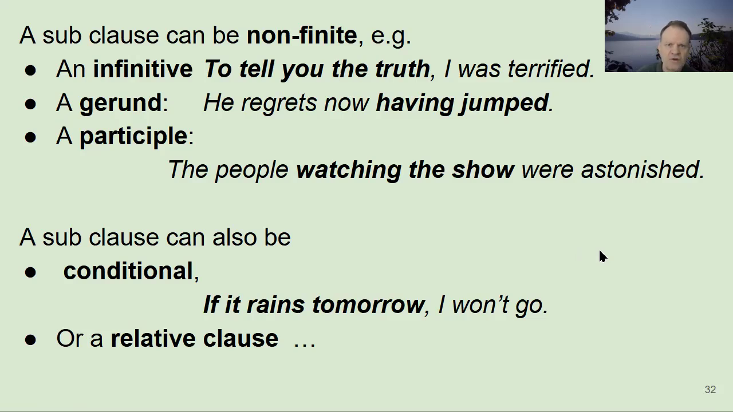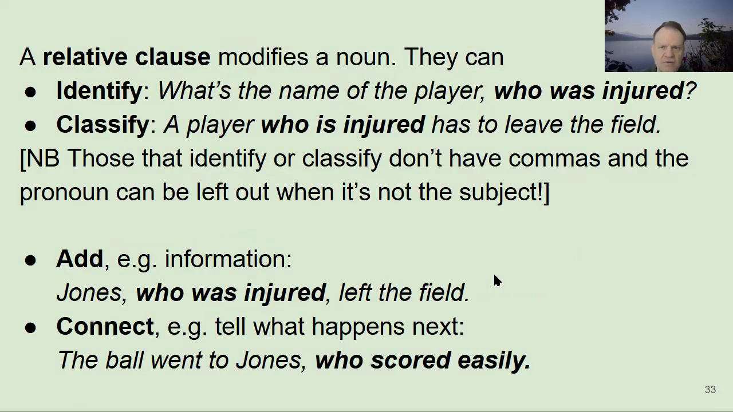A relative clause modifies a noun. They can identify. So what's the name of the player? What's the name of the player who was injured? Which player? The player who was injured. They can classify. A player who is injured has to leave the field. So they've got slightly different functions. Identify, a special, particular one, where classify is people, players who are injured.